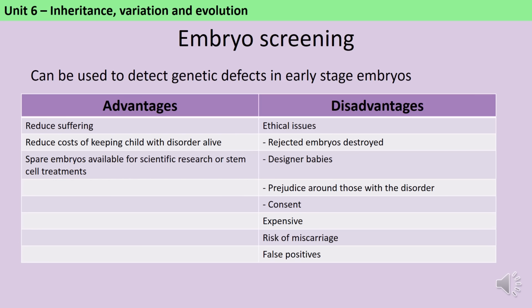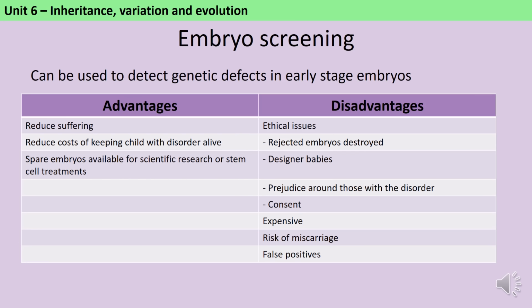There's also an implication here that the babies that would have the genetic disease are undesirable, and there's a risk that by using embryo screening, we're kind of saying that people who are born with that disorder are somehow less good, and that could lead to prejudice. Also, the embryo can't consent because they're just a ball of cells, so that's another ethical issue too.